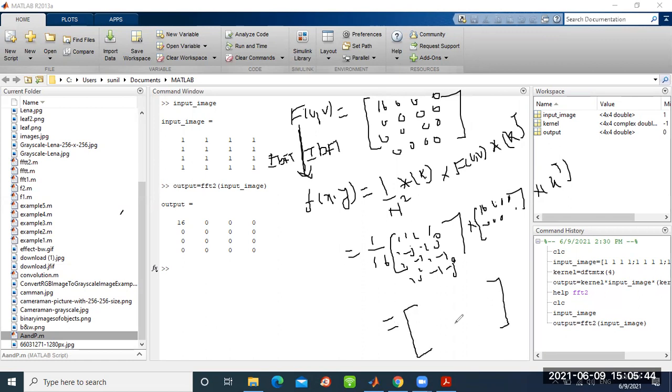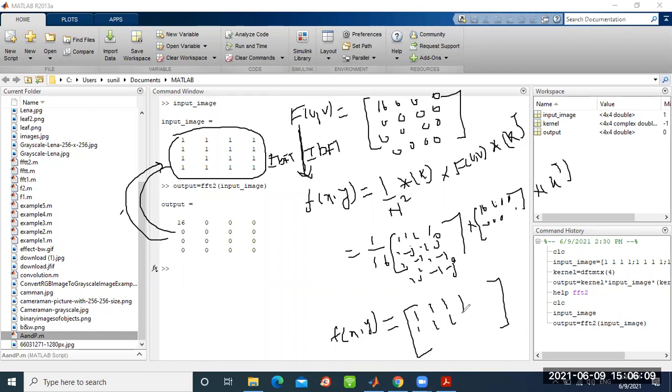What should be the final output f of xy? It should be your actual image. What was your actual image? All are 1. So from the DFT we get this, and by doing the IDFT, the actual image should come, meaning all the values should be 1.